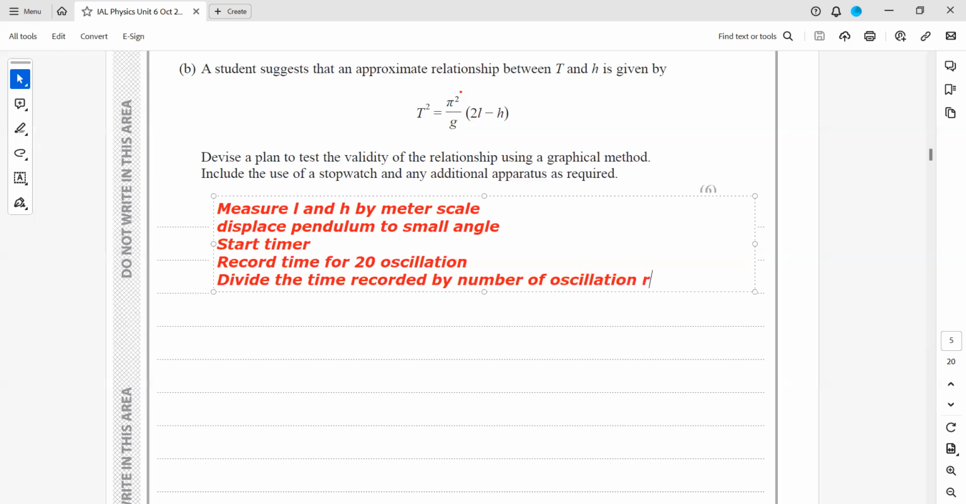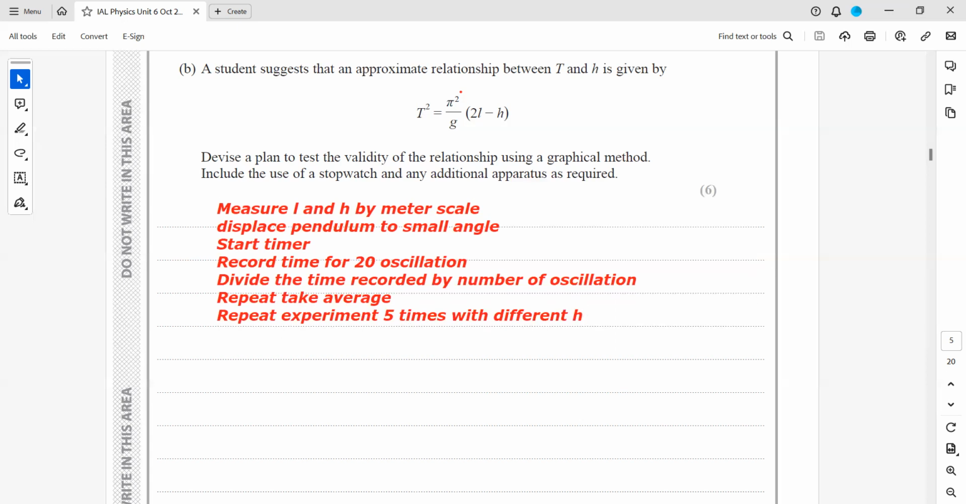And then repeat, take average. Because here we are changing the height h, then repeat the experiment with different heights. Usually you cannot mention just "repeat experiment". How many times? Minimum, you should repeat the experiment 3 times. The best way is to repeat the experiment 5 times with different heights.